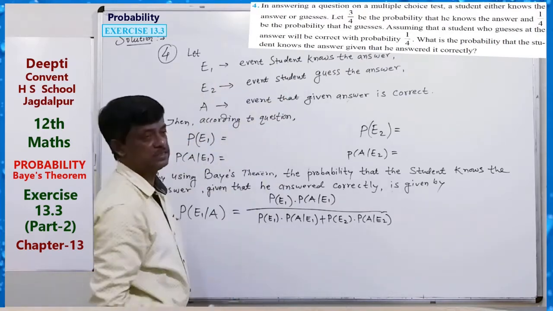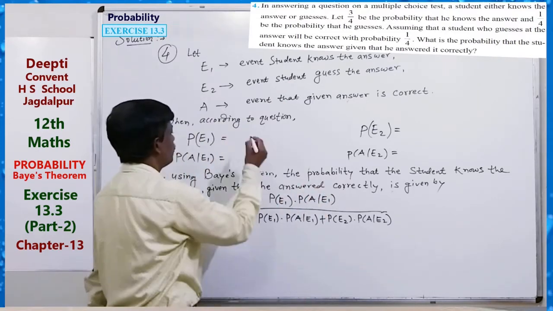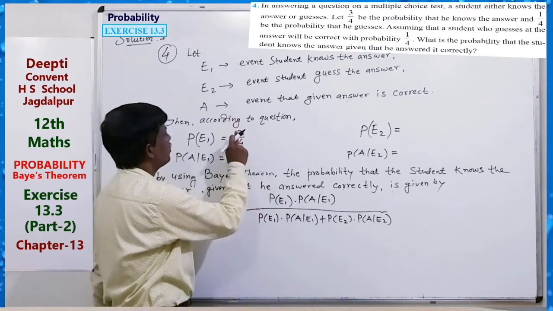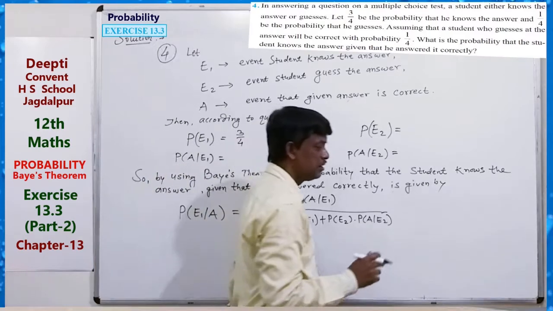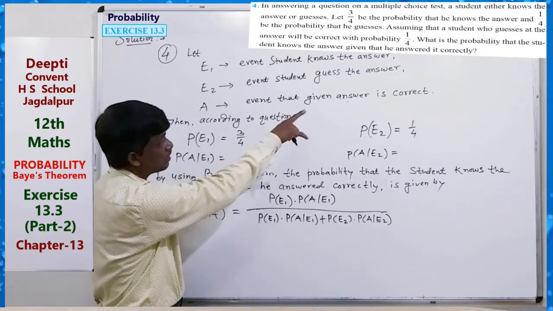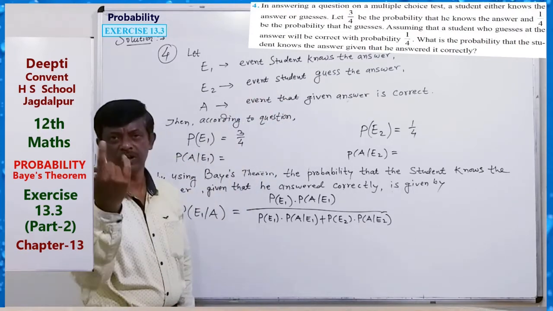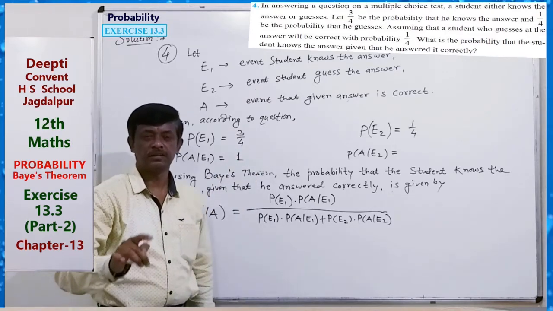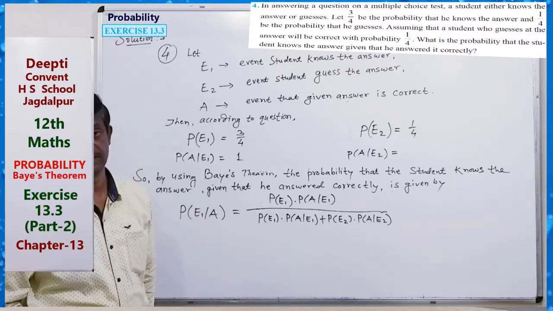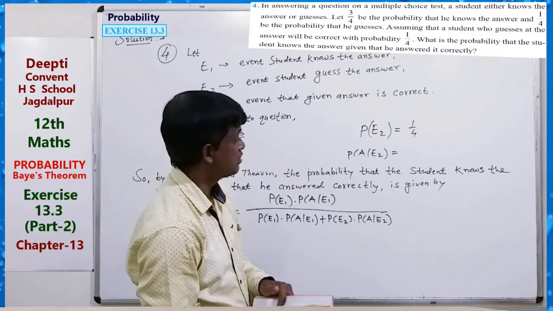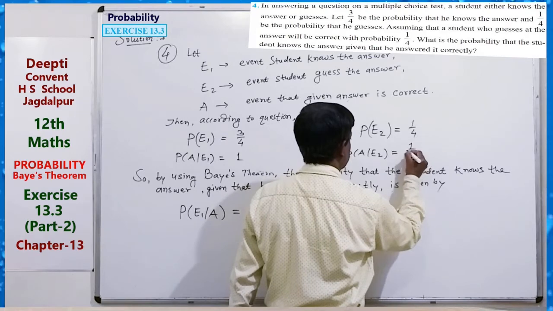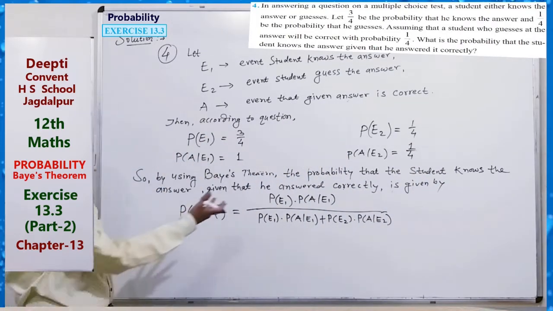P(E1), knows the answer, is given as 3 by 4. P(E2), guesses the answer, is 1 by 4. P(A given E1): A means the correct answer is given, E1 means knows the answer. That is a sure event, so it is 1, because if he knows the answer, it is correct. P(A given E2): guesses the answer and correct answer, it is given correctly with probability 1 by 4. It is given in the question. Just use these values here, we can get the result.